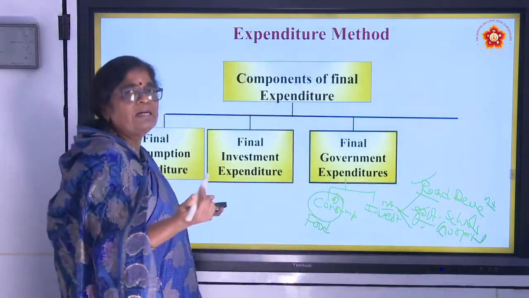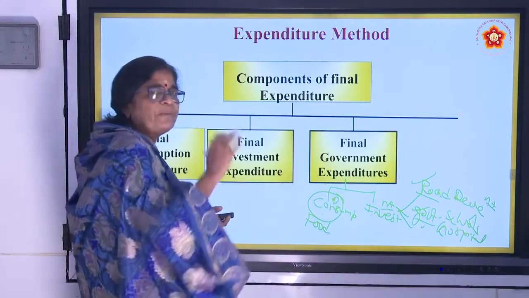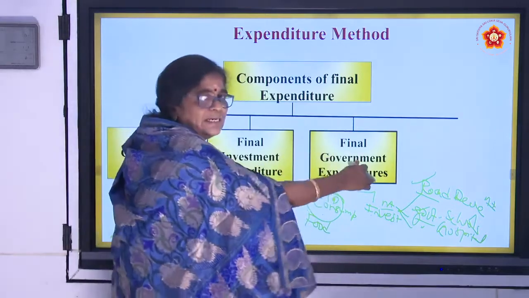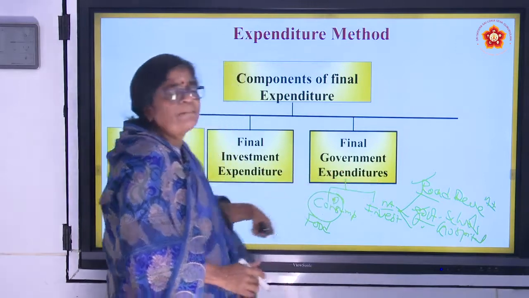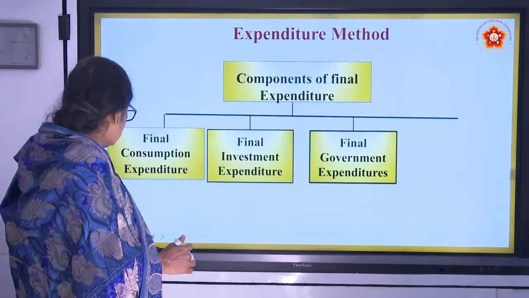A government school is nothing but a building. A hospital is a building. Roads are used again and again for a long, durable period. Therefore, they are all durable capital items. Therefore, it is called final capital investment expenditure.